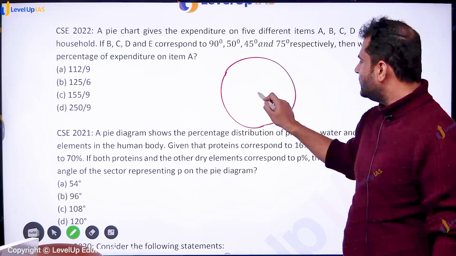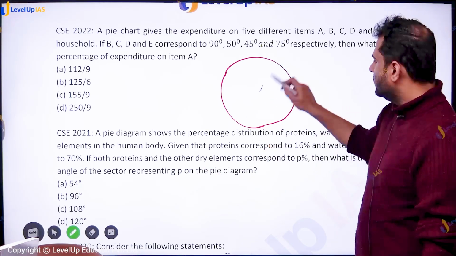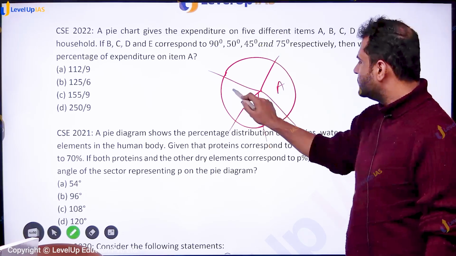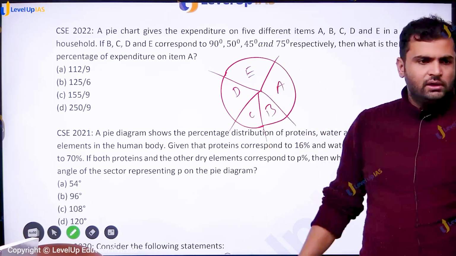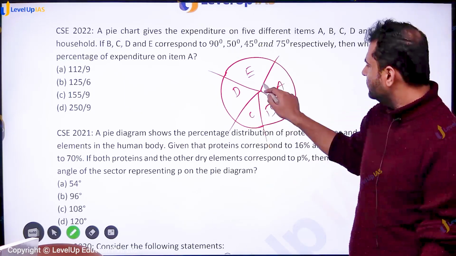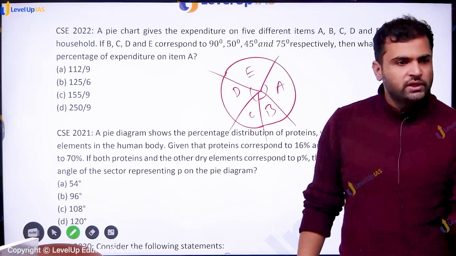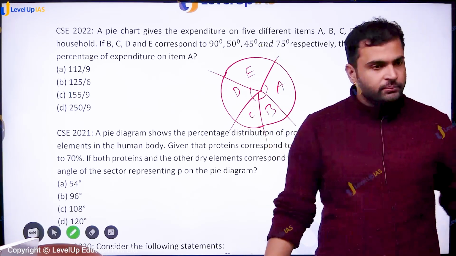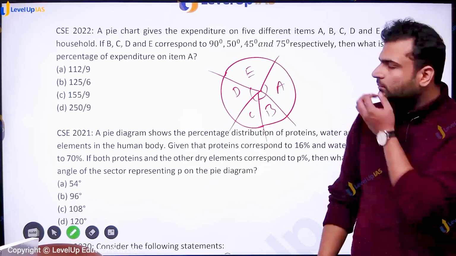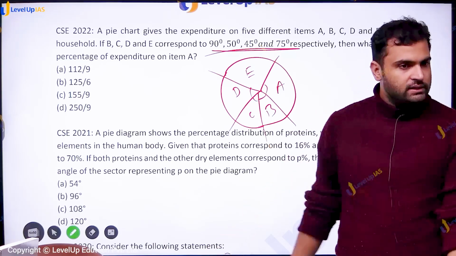So in this pie chart, the angle at the center is divided into 5 parts. Let us call them A, B, C, D, E, and their expenditures are proportional to these angles. The one whose expenditure is more, the corresponding angle would be larger. And they are giving us 4 angles. Can we find the fifth?